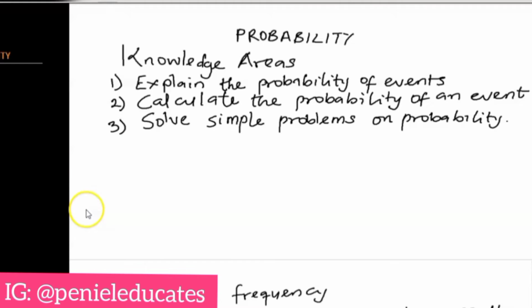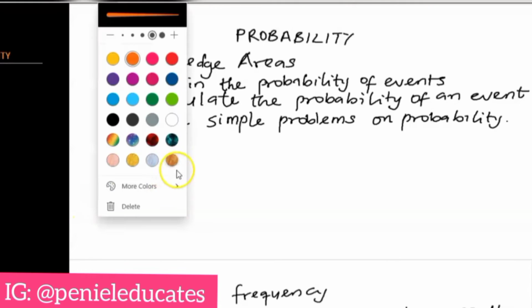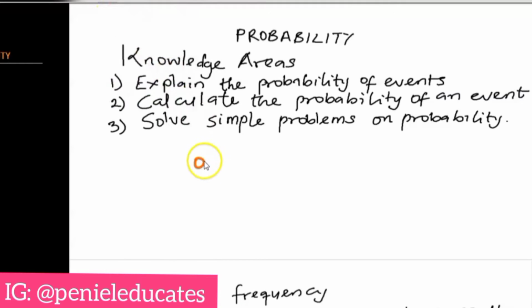Okay, now probability values range from 0 to 1. A value of 0 represents an event that is not possible at all. For example, the probability of a man becoming pregnant is 0. That means the event cannot happen. We can also have the probability of a woman being a priest in a Catholic church. This probability is 0 because no woman can actually be a priest in the Catholic church.